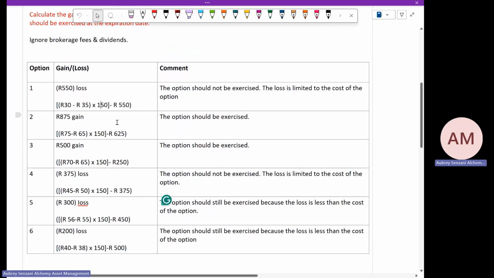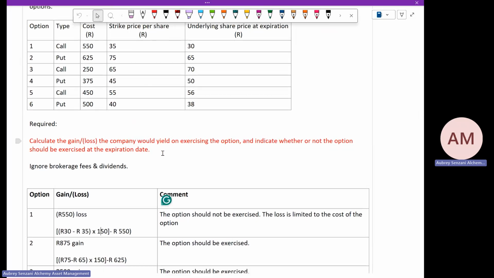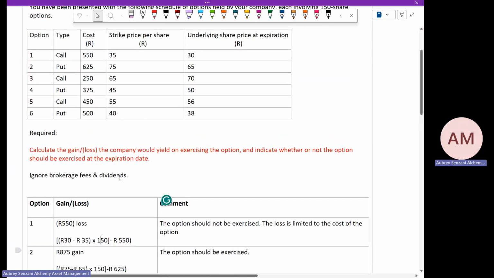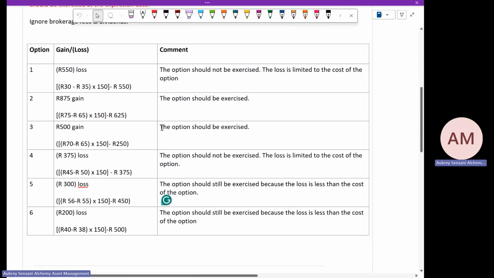Right. So with the second one, this time it's a put option. So this time we're saying the strike minus the spot price. Here, 75 Rand is our strike, and 65 Rand is our spot price. So already you can see there's a 10 Rand profit on each share. So 10 Rand times 150 gives you 1,500.